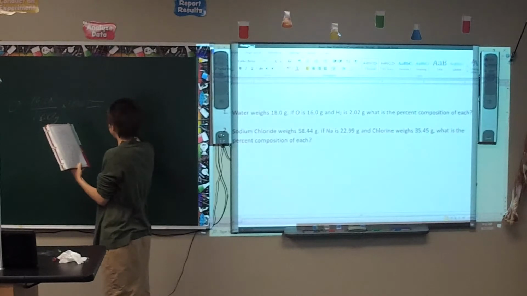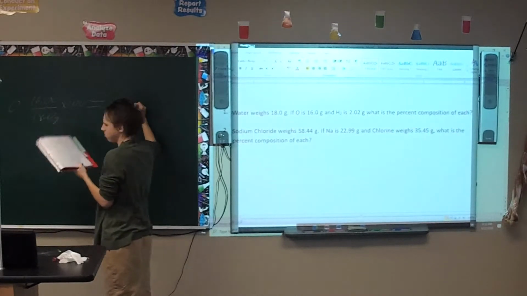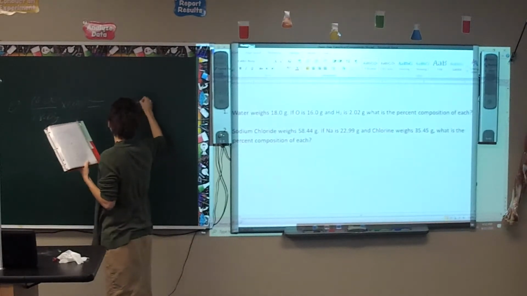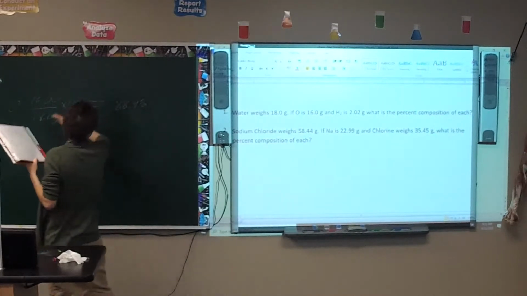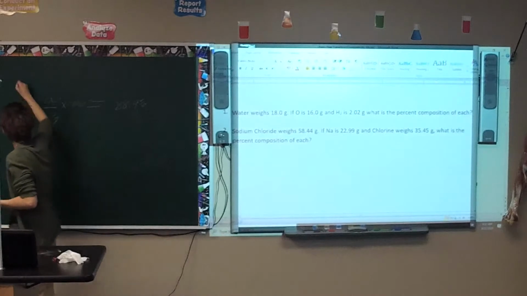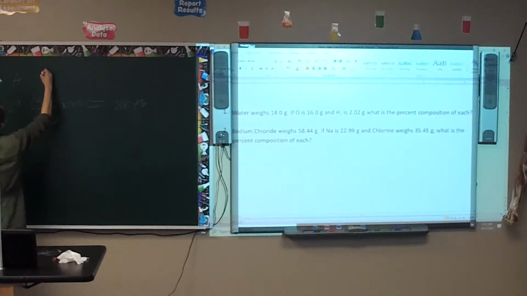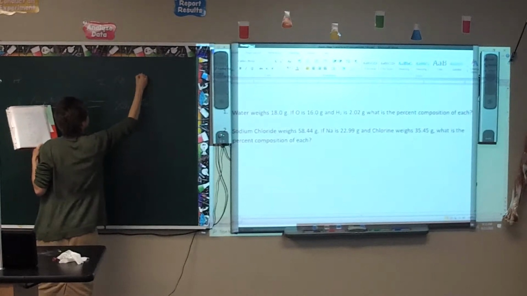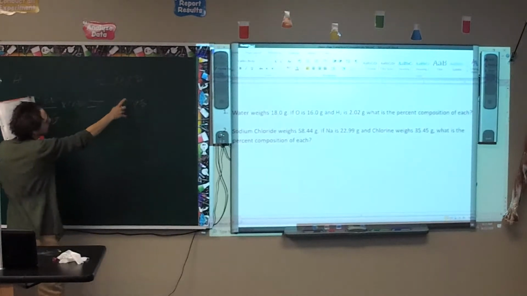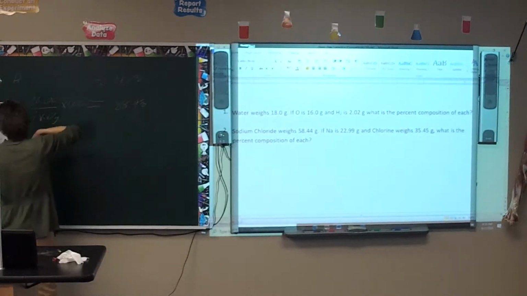88.8%, or 88.9. Okay, you could be rounding, but yes, 88.9% for oxygen since I told you it's 18.0. So hydrogen is 11.3 or 11.2. Keep in mind that because of rounding, they're going to be slightly off, and that's the reason for it.